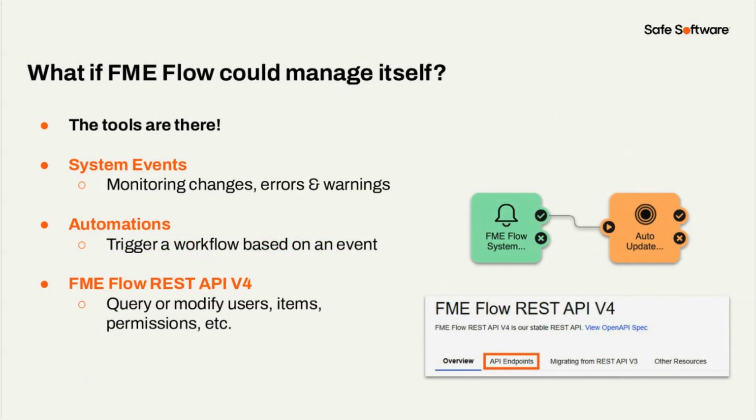We talked about this just before, but all the tools are there. If you combine the power of system events in automations with the trigger for specific types of system events, combining it with the Flow REST API, you're able to do a lot of automated management and more responsive management of your instance, instead of you needing to manually monitor for specific things to happen.